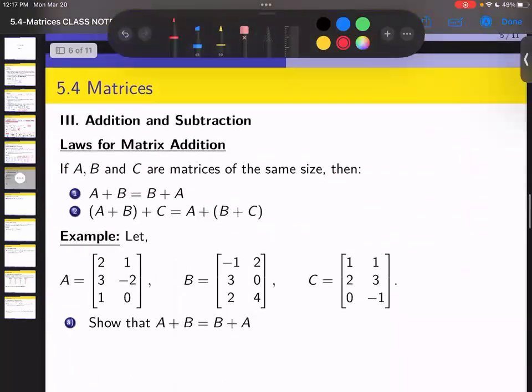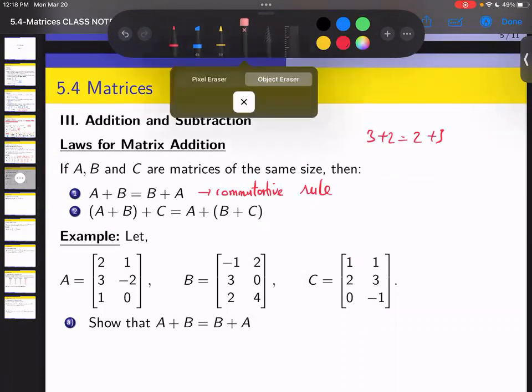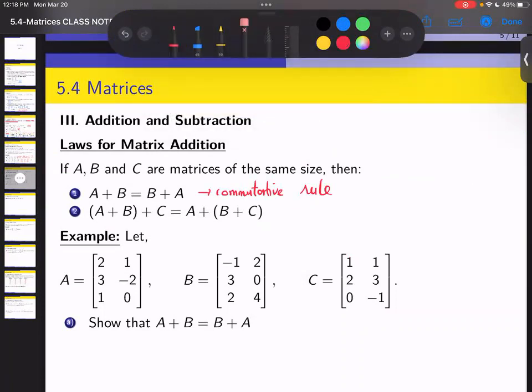Now let's talk about the laws of addition for matrices. A plus B is the same thing as matrix B plus matrix A, and we call this commutative. It's kind of like 3 plus 2 is definitely 2 plus 3. The reason is that each of the entries is a real number. Remember the rule of real numbers: A plus B equals B plus A. So as a whole, matrix A plus matrix B is equal to matrix B plus matrix A.